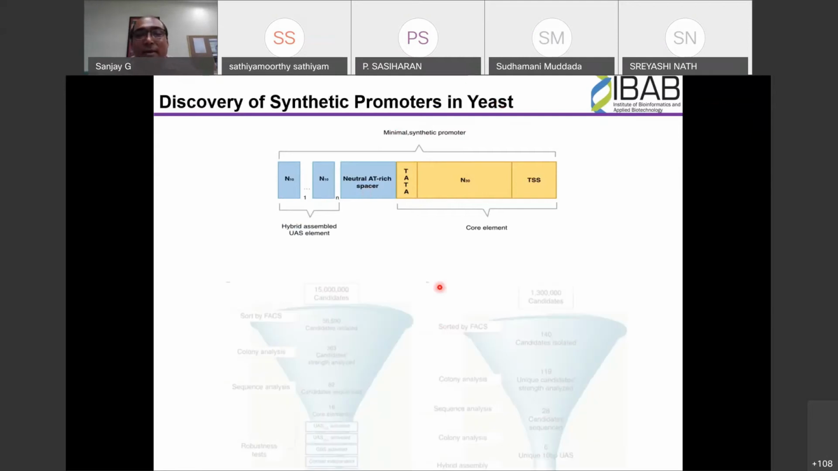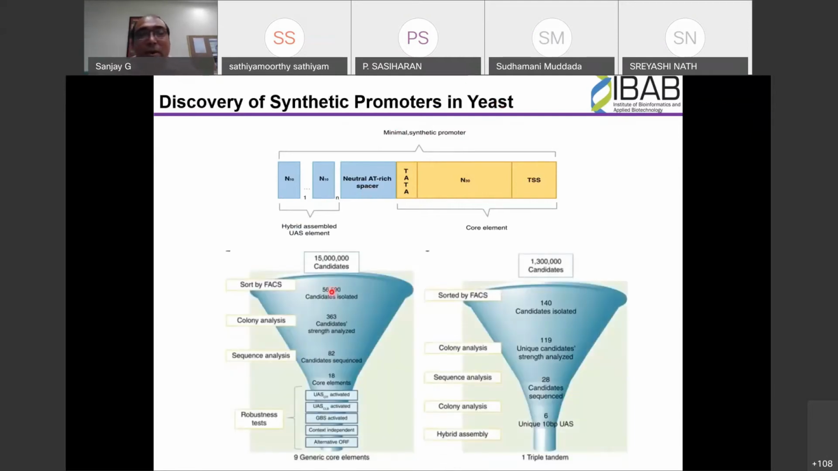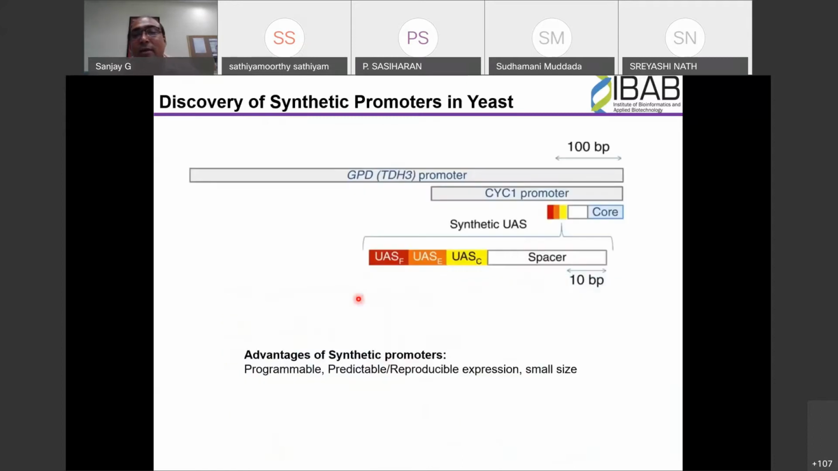So people have randomized this, and then they have done a screening. I'm not going into the detail of that, but just to say that a lot of DNA oligos are made, and then they are screened for promoter activity, and they found that a typical promoter in yeast is around 500 or 600 nucleotides or base pairs. But in this case, they finally ended up with a core promoter as strong as the strongest promoter in yeast, and the length is only 150 base pairs. So you can see that you can reduce the size of the promoters, and it is synthetic, and it is as strong as a native promoter.